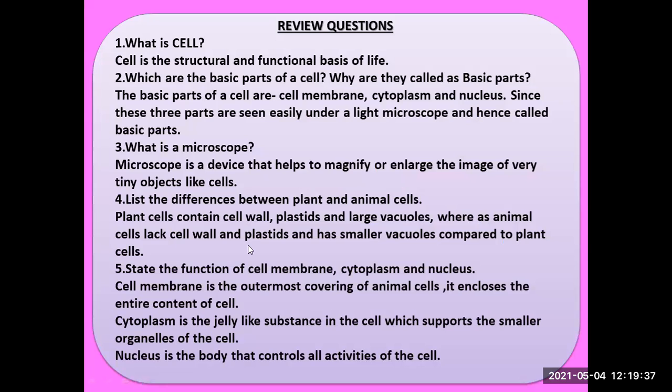So let's come to the review questions. If you are able to answer these questions, then you have understood the topic. What is cell? What are the basic parts of a cell? What is a microscope? Well, microscope is a device that helps us to see very tiny structures which we cannot see under normal conditions. Then the differences between plants and animal cells.